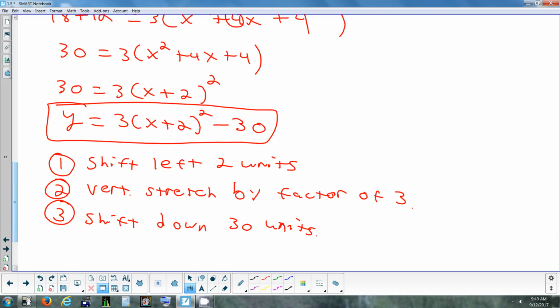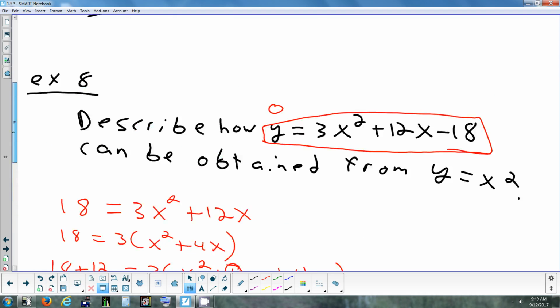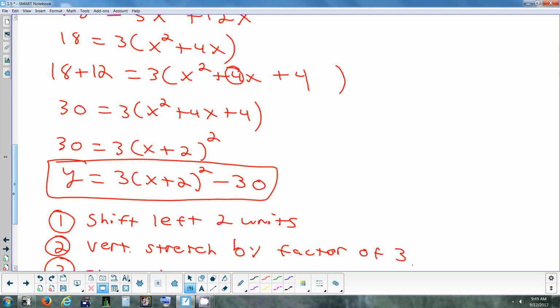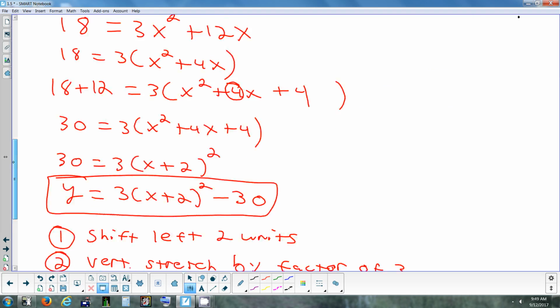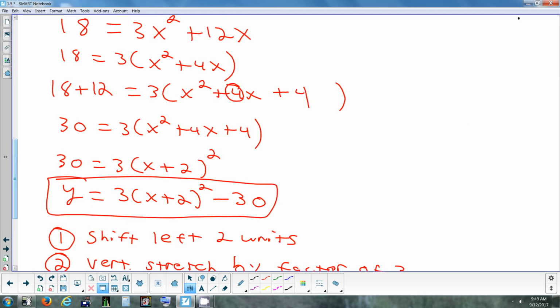You can't really tell that by looking at the original, 3x squared plus 12x minus 18. You really need to rewrite it to see that. And if you want to double check what we did, graph what's in the box, graph the original problem, and they should look exactly the same.